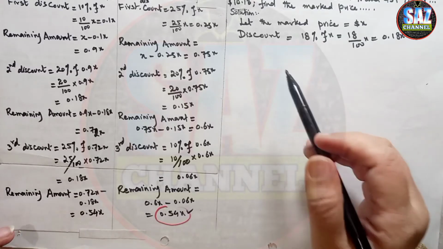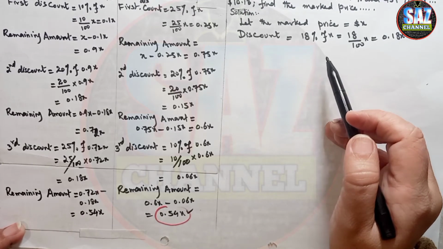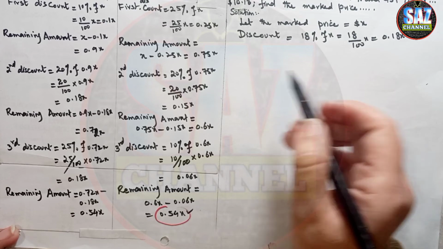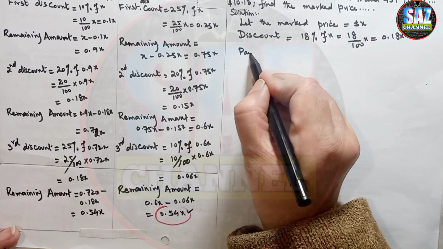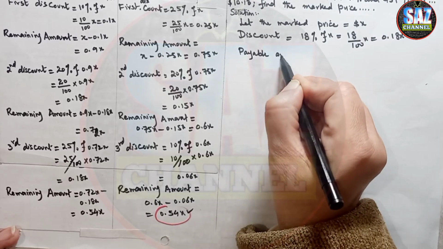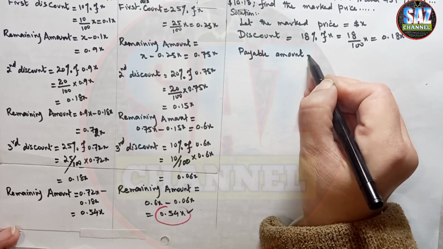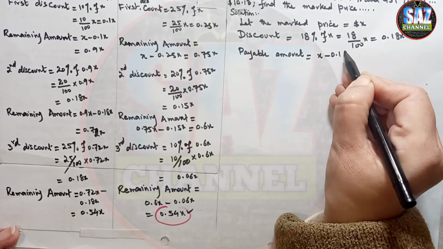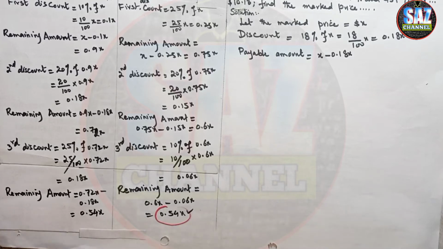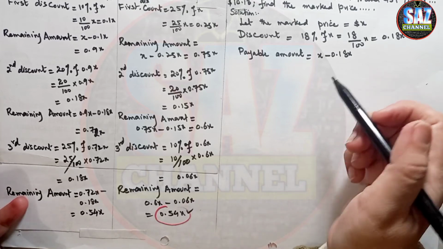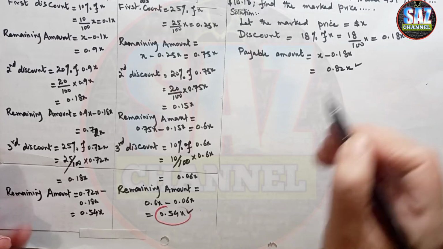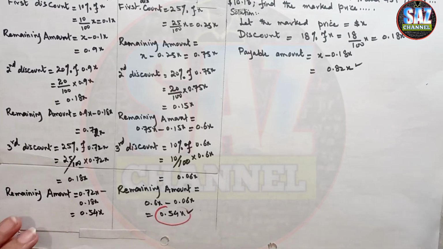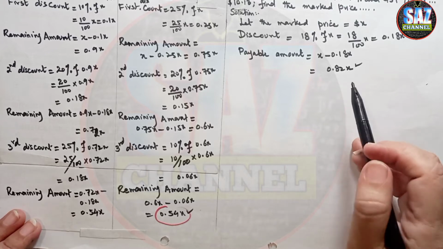Now after the calculation of the amount of discount, we have to find how much amount she actually has to pay after this discount. So the payable amount will be equal to x minus 0.18x, and let me check the calculation. 1 minus 0.18 is 0.82x. So 0.82x is the amount that she still has to pay after the discount.